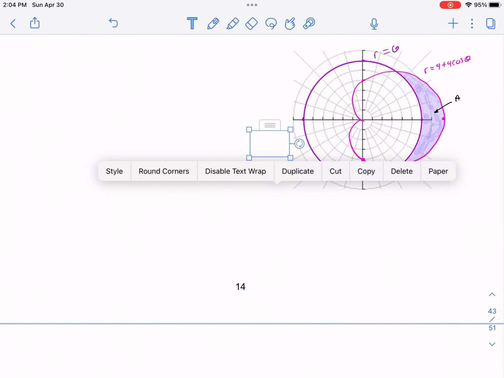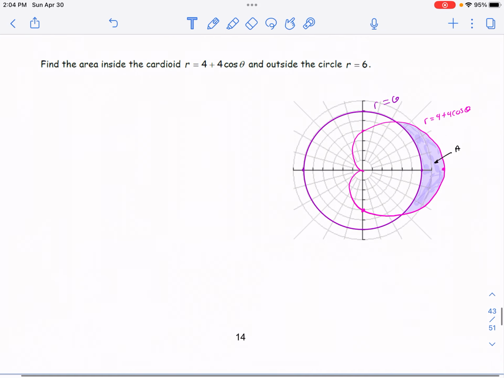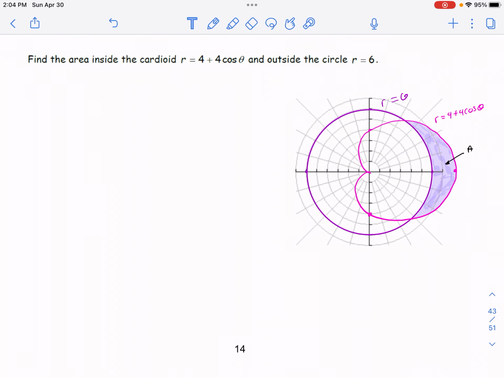Alright, in this video, find the area inside this cardioid and outside the circle r equals 6. I've already sketched everything because I'm assuming you're coming to this video with the intent of taking the BC exam, and it's very unlikely you'll have to sketch anything yourself. So, we have an area between polar curves question, and we know that the general approach is that the area is going to equal your outer minus your inner.